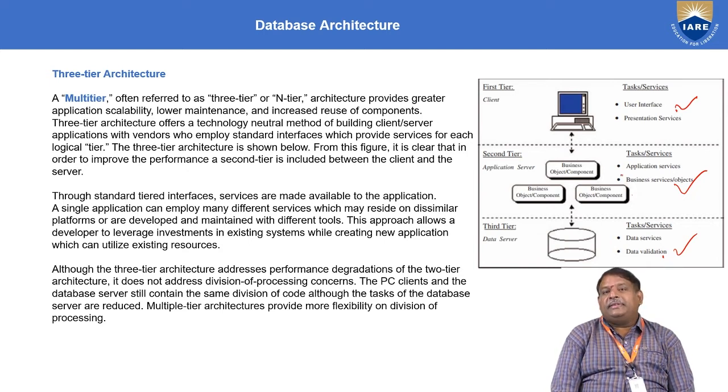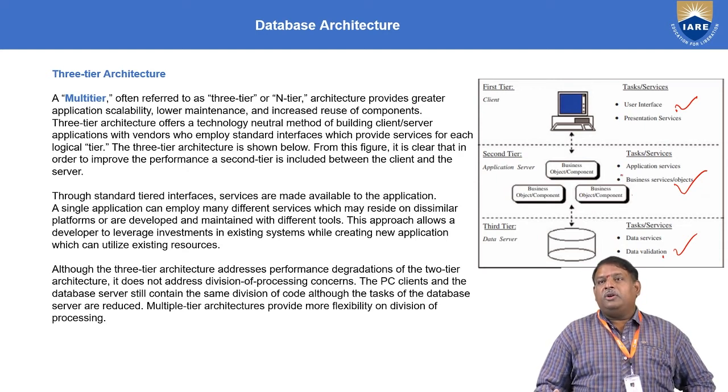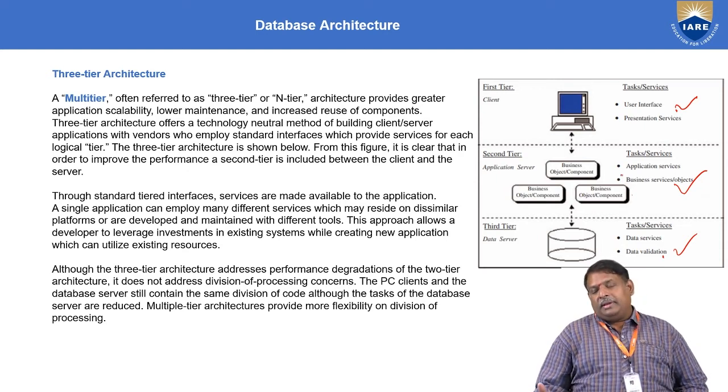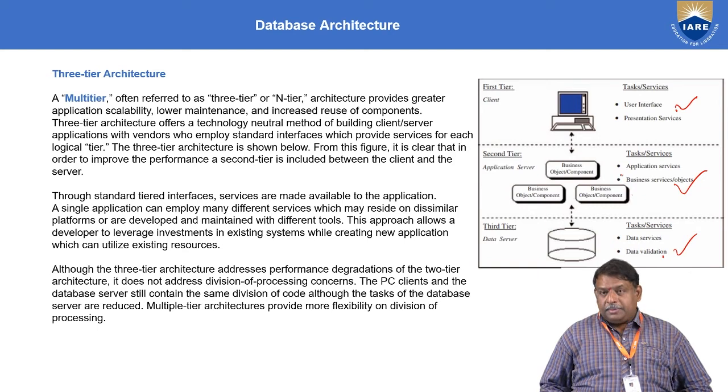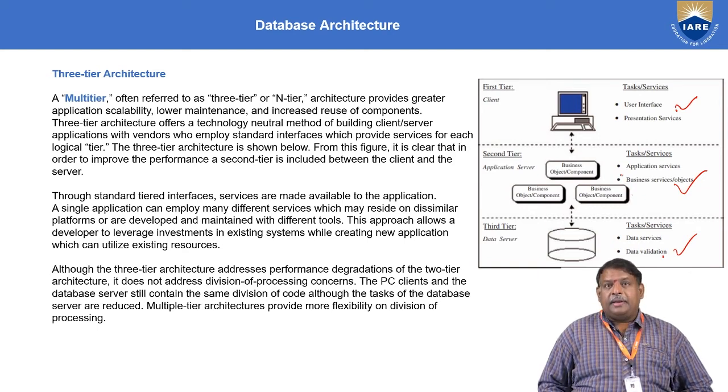Multiple-tier architecture provides more flexibility in terms of division of processing. So the load on your client is reduced because you are moving the business rules and validation to the middle tier. Okay, so this is about the three-tier architecture.